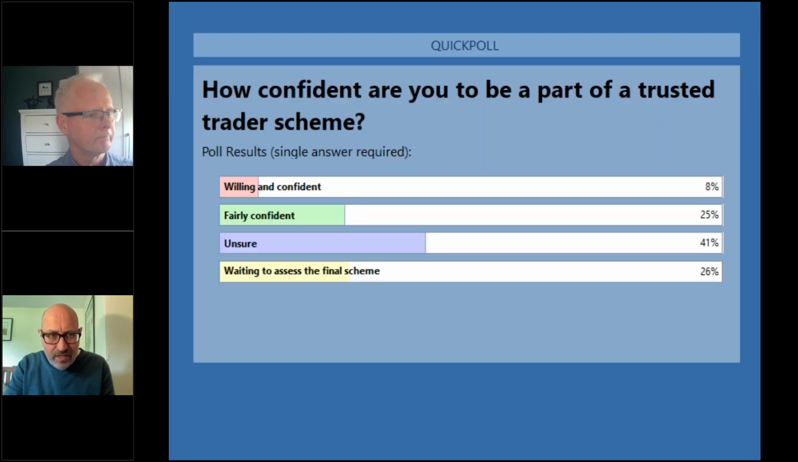Let's have a quick look now at these. This is the poll results on confidence around the trusted trader schemes. So, weighted more towards unsure and waiting to assess what it all looks like, really. That probably makes sense, I guess, in terms of where people are.